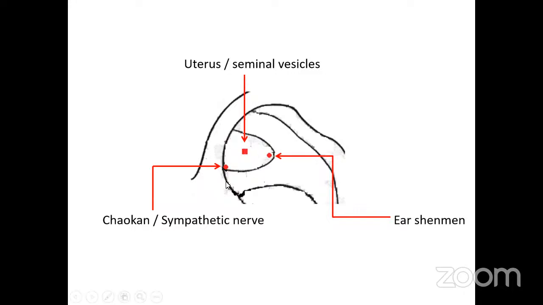Another interesting point is the sympathetic nerve. We call it the chaukan, just at the junction of the inferior crest and the helix. Sympathetic nerve.